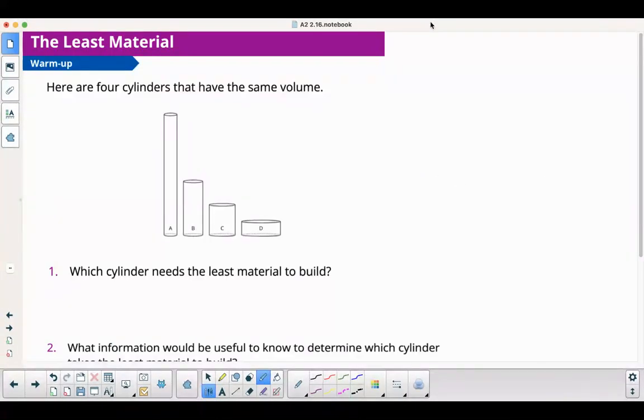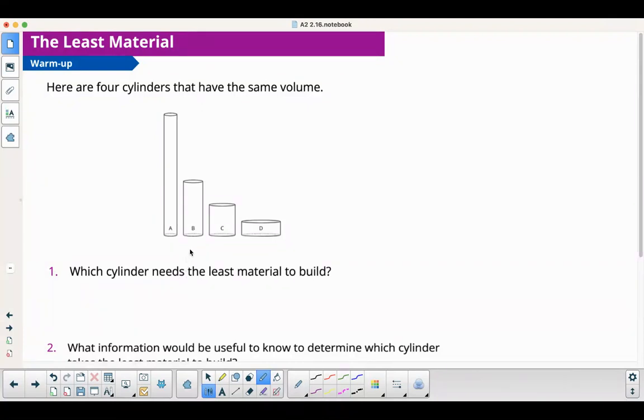All right, here's a warm-up. Here are 4 cylinders that have the same volume. If I were to take water or sand or concrete and fill these up, I would use the same amount to fill cylinder A, B, C, and D. Now, which one needs the least material? Say I made my cylinder out of metal. Which one would use the least amount of metal?